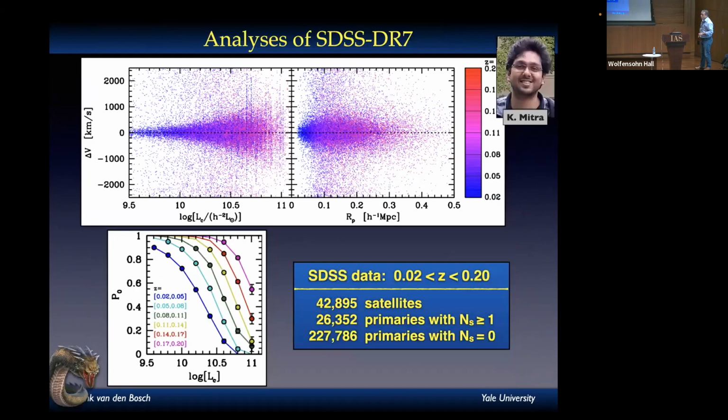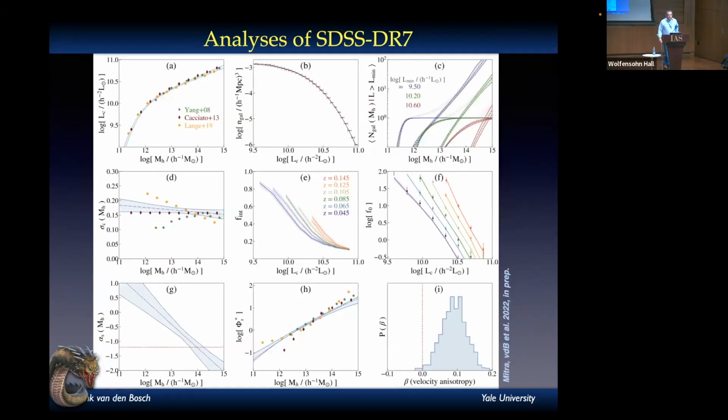Let's go and apply it to Sloan. Here's the actual data. Beautiful trumpet shape, many satellites. You can see individual clusters stick out. Okay, these are the projected separations. Here's the probability that you have 0 secondaries as a function of luminosity, and all this data goes into Basilisk, and we grind and grind. And here are the results.